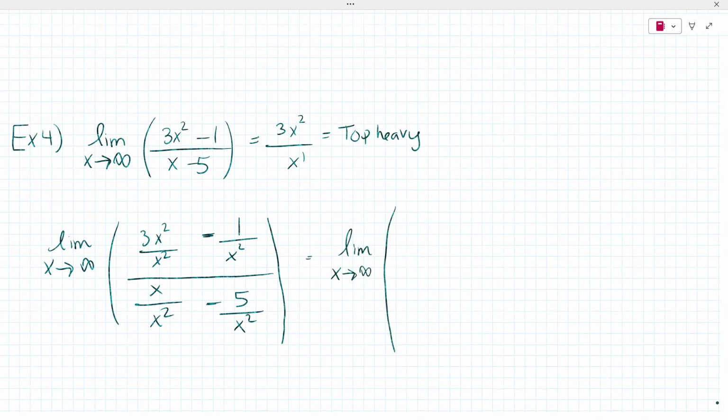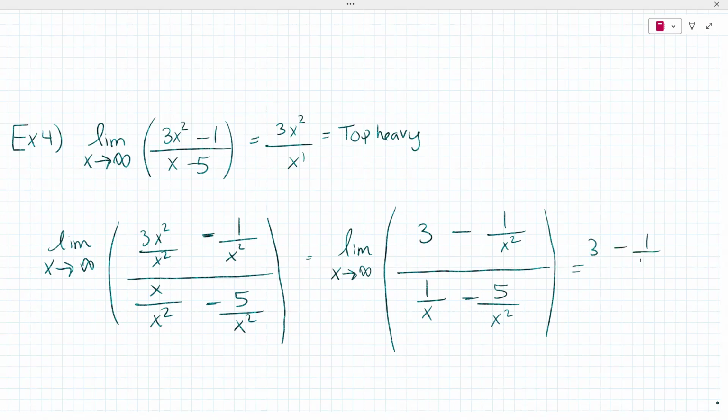So over here we have 3x squared over x squared. That's going to be 3 minus 1 over x squared. And then x over x squared, that's negative 1x, so that's 1 over x minus 5 over x squared. Okay, so then you plug in your infinities for x's. So it's 3 minus 1 over infinity, 1 over infinity, minus 5 over infinity.